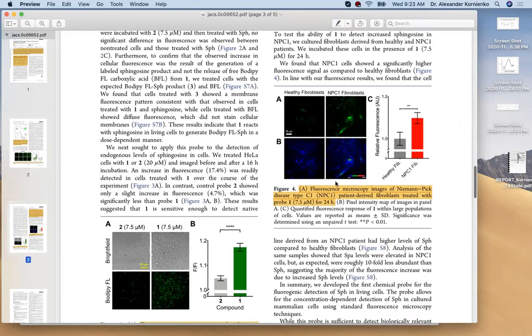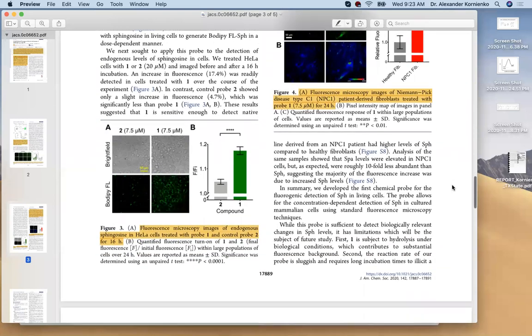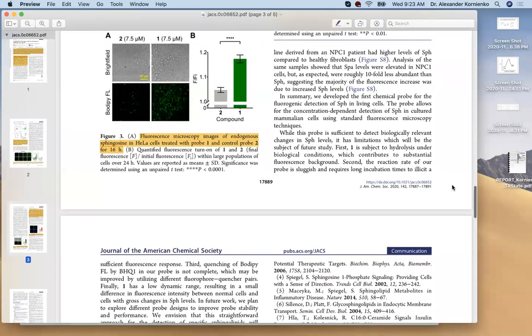In the cell, that is fine, right? In the cell, it works like a charm. But in the body, we have a lot of metabolic enzymes known as esterases, and their function is to hydrolyze esters. They're what's called non-specific esterases.